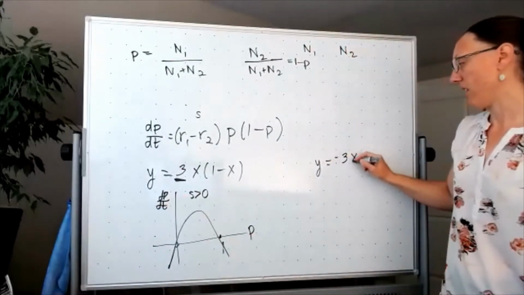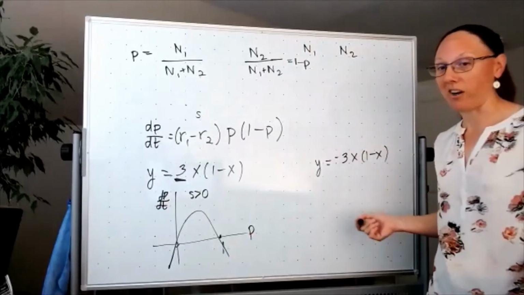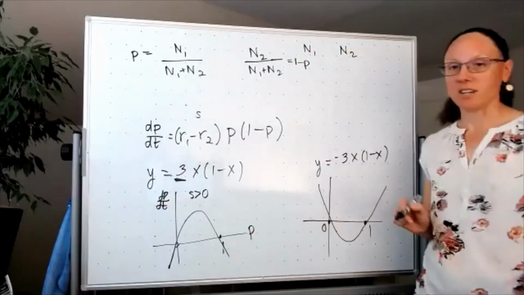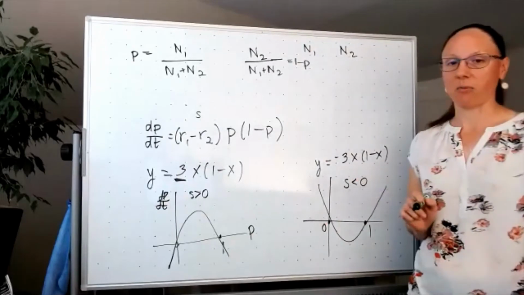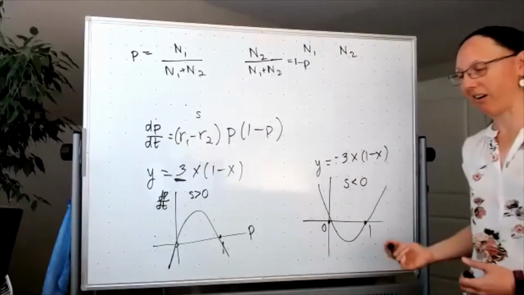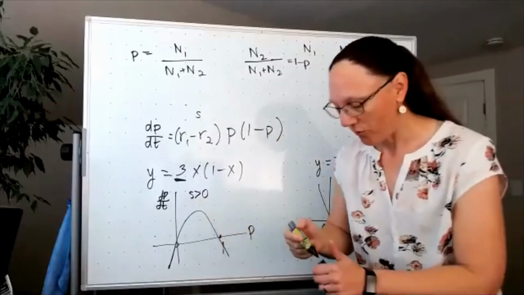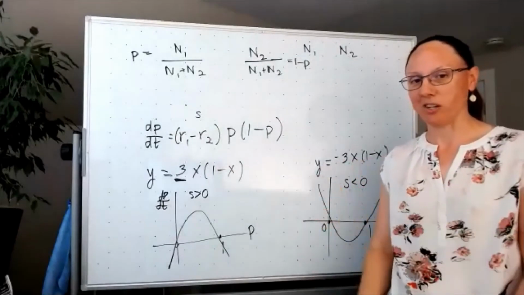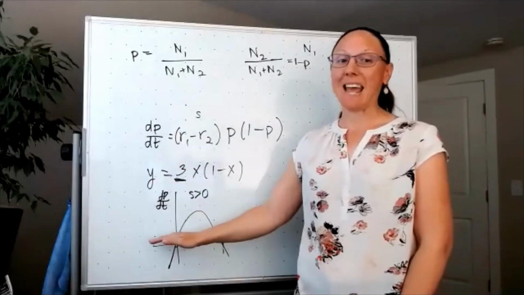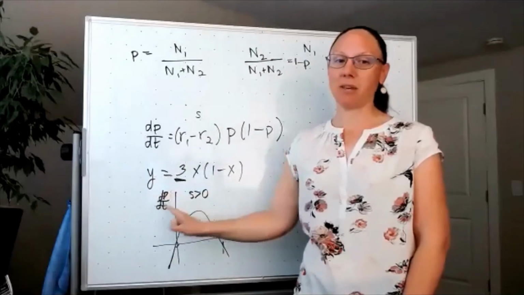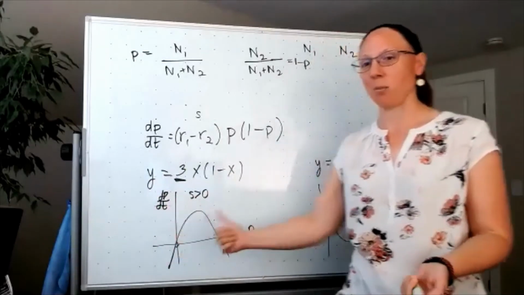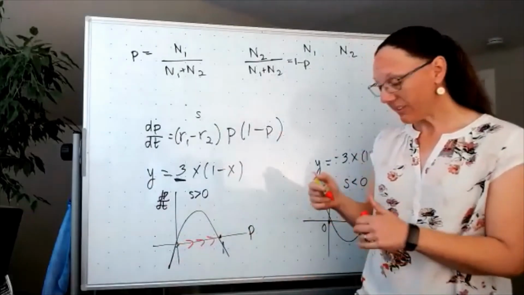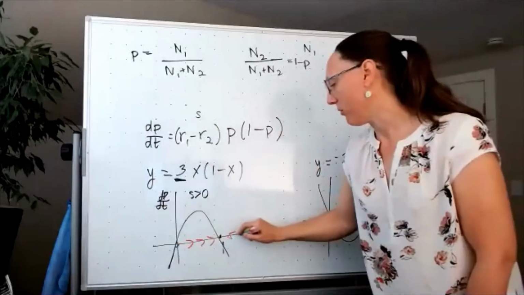If I had something like -3 times X times 1 minus X, well, this is no longer a concave down parabola. This one's concave up. I've got those same intercepts at 0 and 1. It's just that it's concave up this time when S is less than 0. Now, one thing to point out here, so for this graph, again, I'm kind of addressing the equilibrium and stability piece here. So this is my phase plot, which means anytime the curve is above the axis, dP/dt is greater than 0. So P is increasing, so my arrow should move to the right. And then anytime the curve is below the axis, dP/dt is negative, which means P is decreasing, and I'm moving to the left.